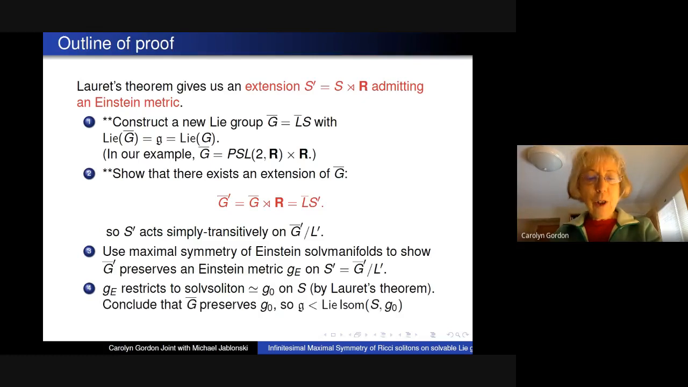And so we conclude that since G bar preserves G naught, the Lie algebra G is contained in the full isometry algebra of G naught. It might not be the full algebra, but it's contained in it. And again, this was the isometry algebra of the competing metric, and so we're done. And so the key steps are these first two, the second one being the more interesting one.